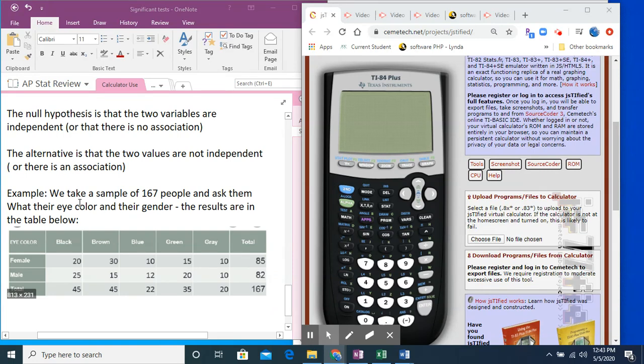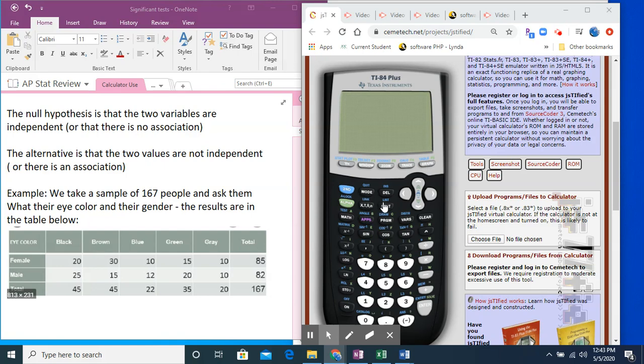As an example, let's say we take a sample of 167 people and ask them what their eye color is and their gender, and we have the following results. So the question would be, is eye color independent of what your gender is, or is there an association between eye color and gender? So our null hypothesis is that there is no association. Doesn't matter what gender you are, the distribution of eye color is the same. Or we can say that they're independent of each other.